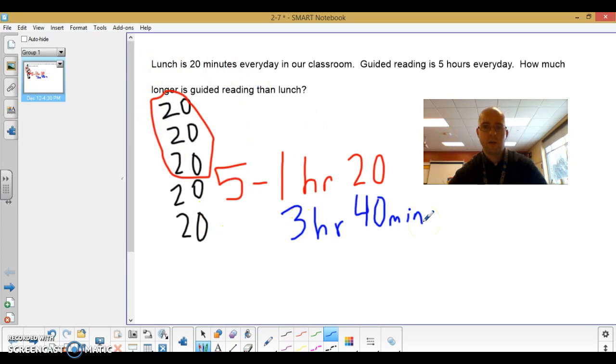This is one way that you could solve this problem. I'm wondering if there's a different approach that could be done for this problem. See if you can find that and share that in group.